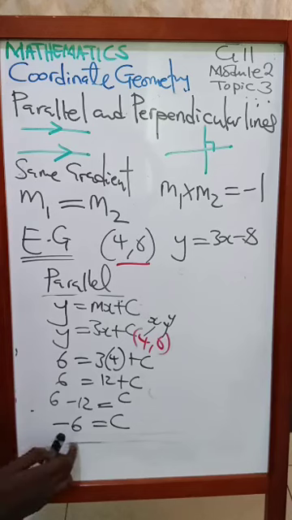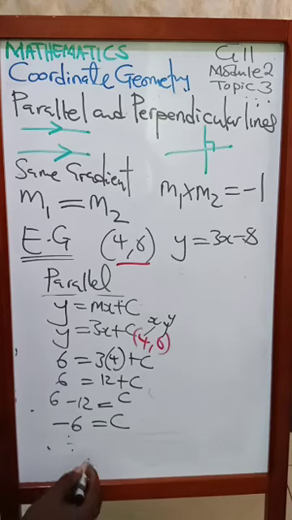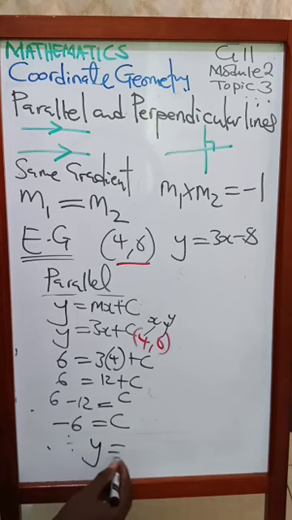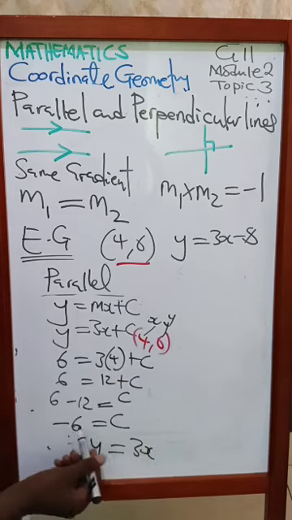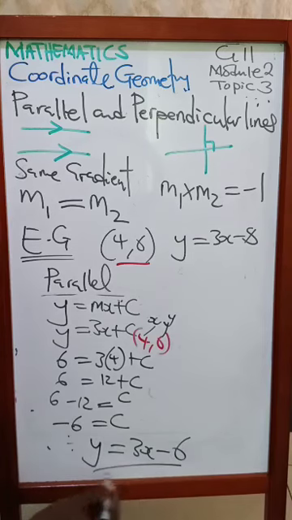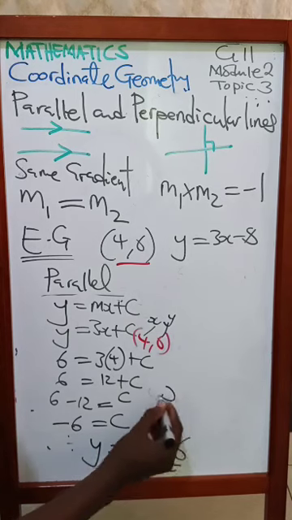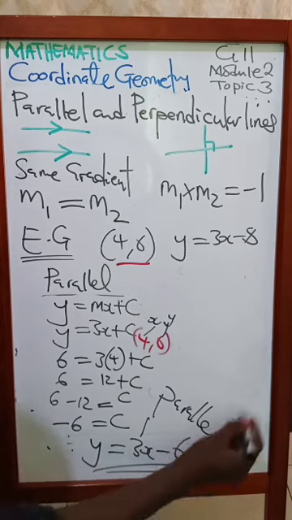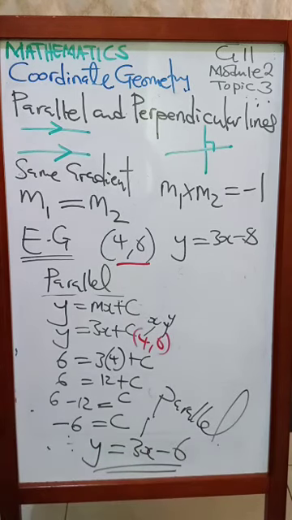We can therefore conclude that the line is y = 3x - 6. This becomes the line that is parallel. That's how you solve for parallel lines.